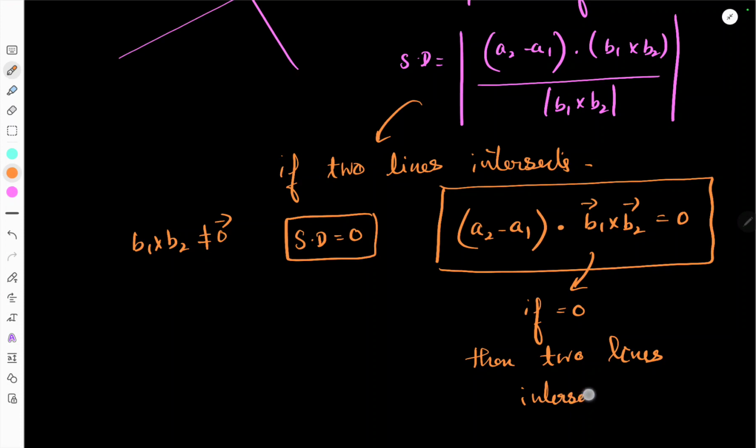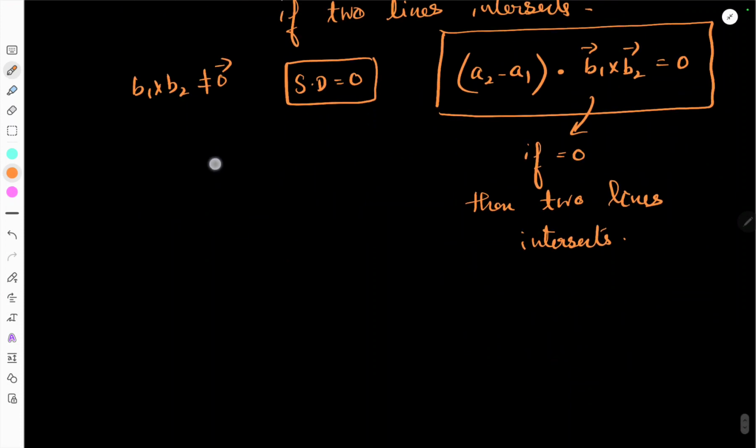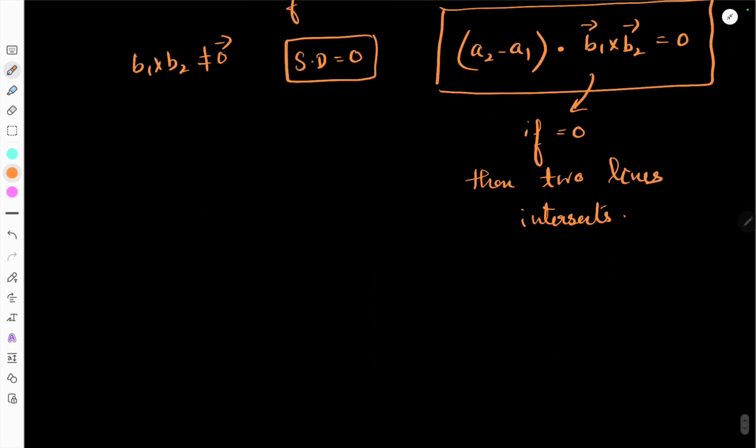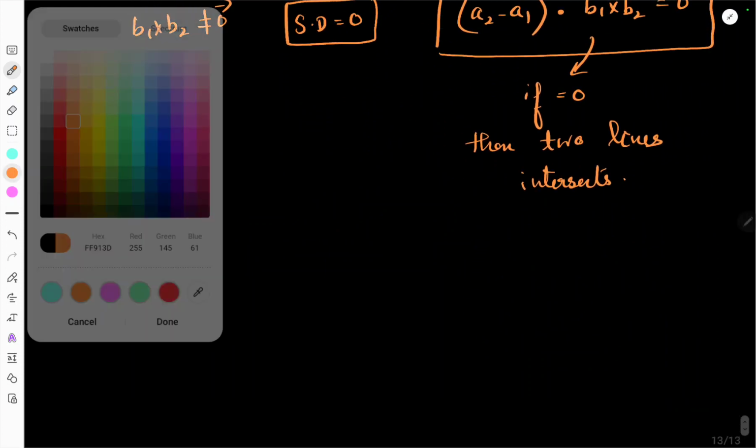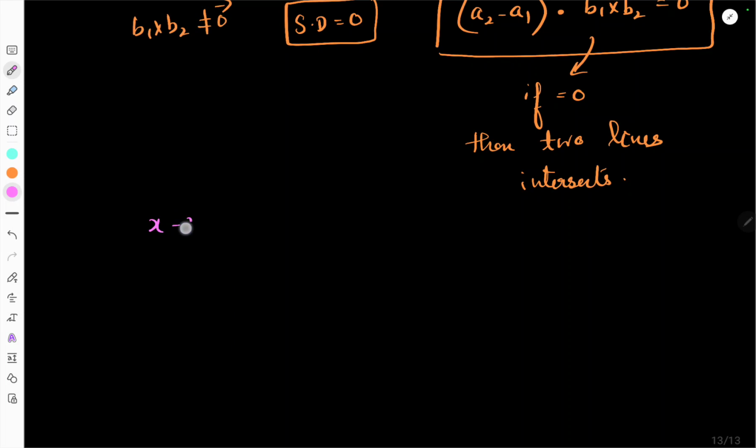If two lines intersect, they will ask to find the point of intersection also. So how to find the point of intersection? What we have to do here is, first line: (x minus x1) by a equal to (y minus y1) by b equal to (z minus z1) by c. Suppose if they have given like this, it will be equal to some lambda.